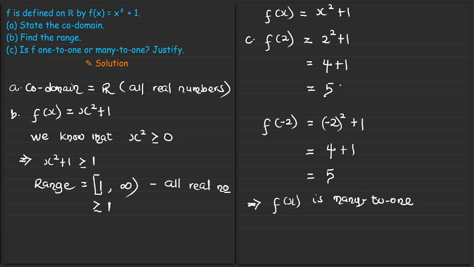So our conclusion, we can therefore say that our codomain is what? The set of real numbers. And our range is all real numbers greater than or equal to 1. And our function f is a many to 1 function, and it's still a valid function though.